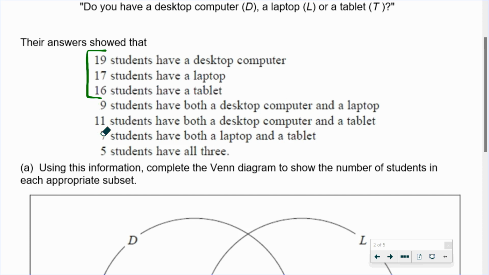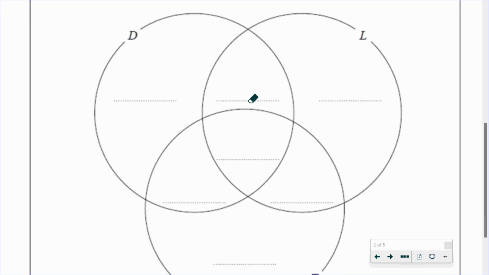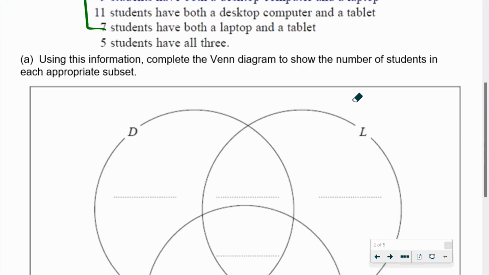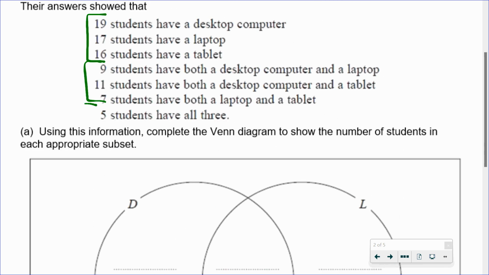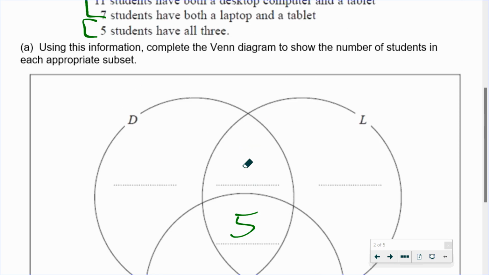The next group, you can see these are people who have two. Let's make that a bit more clear: who have at least two of them. So 9 students have both a desktop and a laptop, but some of those 9 students will also have a tablet. These people in this middle group are the ones that go in these groups. For example, this is the desktop and laptop people, this is the desktop and tablet people, and this is the tablet and laptop people. And the last bit, we've got 5 students who have all three. Now those people go in the middle.